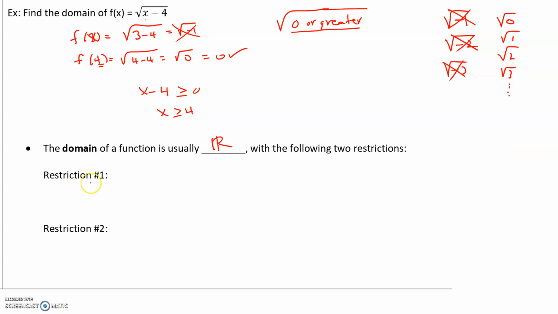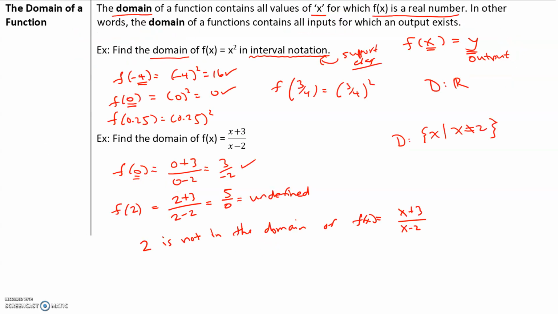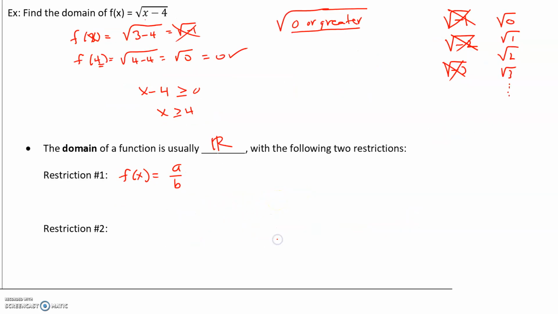So to simplify, the domain of a function is usually all real numbers with the following two restrictions. Restriction number 1: if you have f of x equals a over b, where you have a fraction, remember that our denominator cannot be 0. If you divide by 0, it's undefined. So therefore, the restriction here is that the denominator b cannot equal 0.